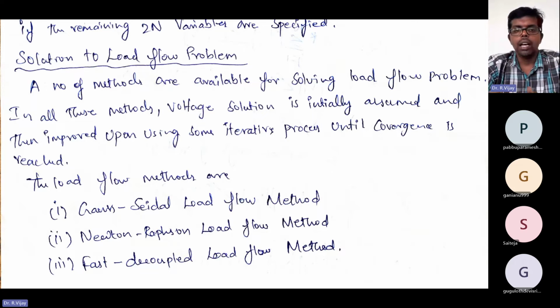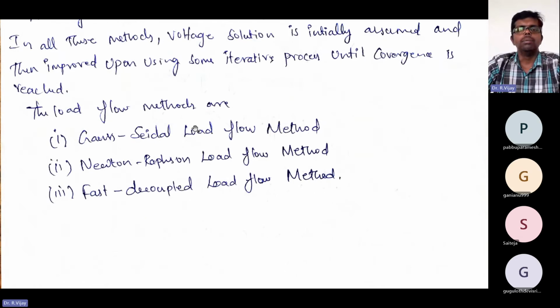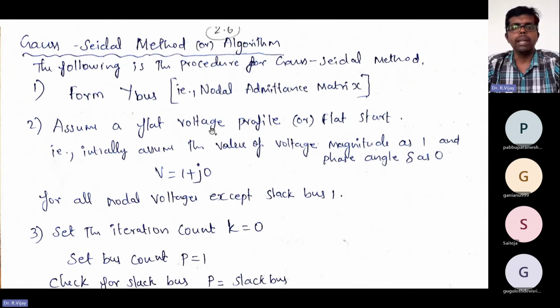Okay, you may have a question: why these three algorithms? There are n number of algorithms, and n number of optimization techniques also. But the basic formulation is this algorithm, that is the Gauss-Seidel method, Newton-Raphson method. These are successful algorithms. There are many algorithms framed by many scientists, but these are successful algorithms, so we are also following the same.